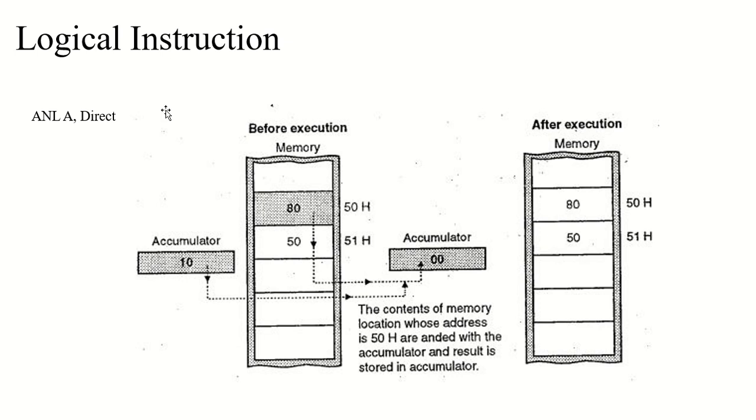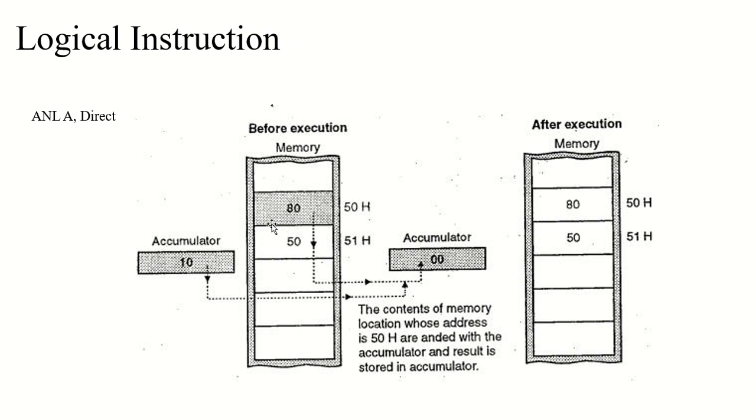So there is 10h stored in the accumulator, as you can see. And the content of memory location 50h is 80h. Then the instruction ANL A comma 50h will logically AND the content of the accumulator bitwise with the content of memory location 50h, and the result will be stored in the accumulator.